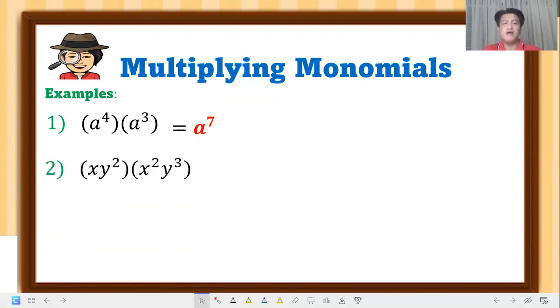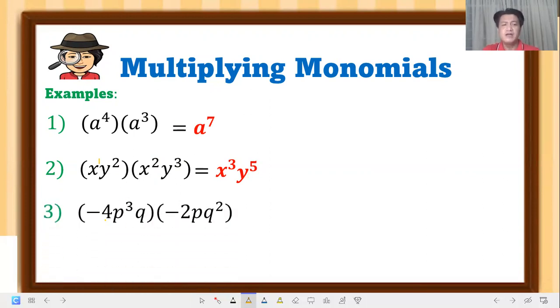Okay. Next, we have number 2, xy squared multiplied to x squared y cube. Okay, remember, we have to copy the base. Ano ba yung same base nila? We have x. Tapos i-add natin, di ba? Remember, kapag walang nakalagay na exponent, may 1 po dyan. Kaya 1 plus 2, 3 yon. Doon naman sa y, we have y raised to 5. Saan ang galing yan? Kasi di ba 2 plus 3, kaya 5 yung exponent ni y.